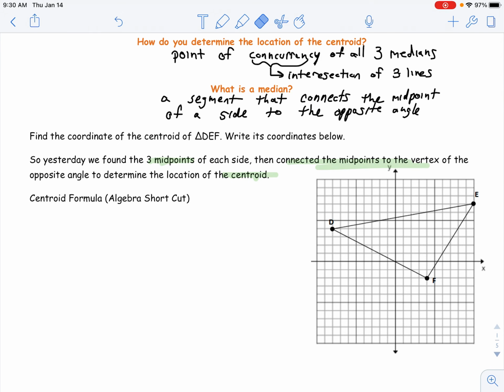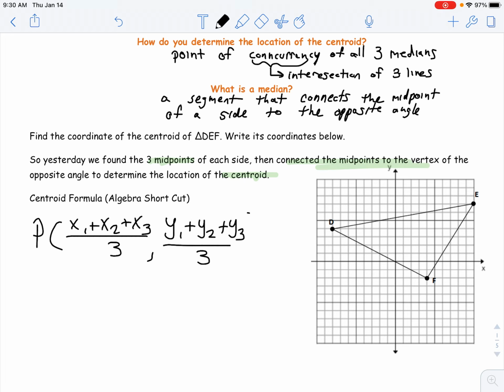It can take a long time, though, to calculate the midpoints, then to connect them and all that stuff. We actually have an algebraic shortcut. And I really love this algebraic shortcut because it reminds me of another formula that we have. And I think it's just quicker. All right. So this is the centroid formula. This is how you calculate the centroid. And remember, we use point P for the centroid. Why? I have no clue. To me, it sounds like we should use the letter C, but they didn't ask me.